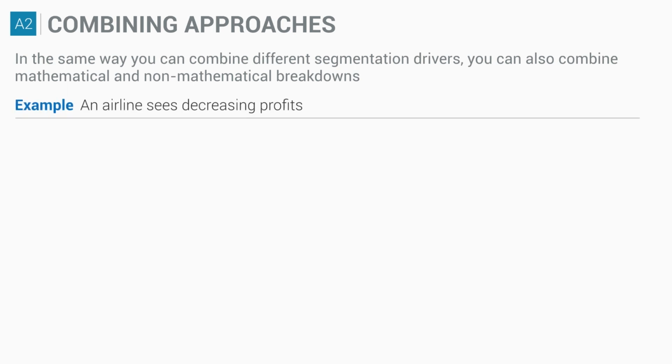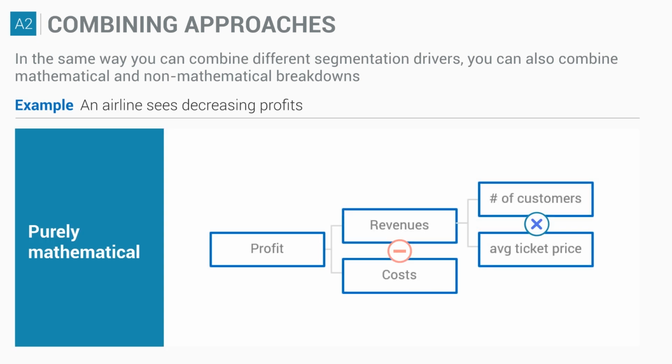In the same way you can combine different segmentation drivers, you can also combine mathematical and non-mathematical breakdowns. For instance, let's say an airline sees decreasing profits. We could structure the issue by breaking down profits into revenues minus costs. The revenue could further be a function of number of customers multiplied by the average ticket price. The result is that we have made a purely mathematical issue tree.